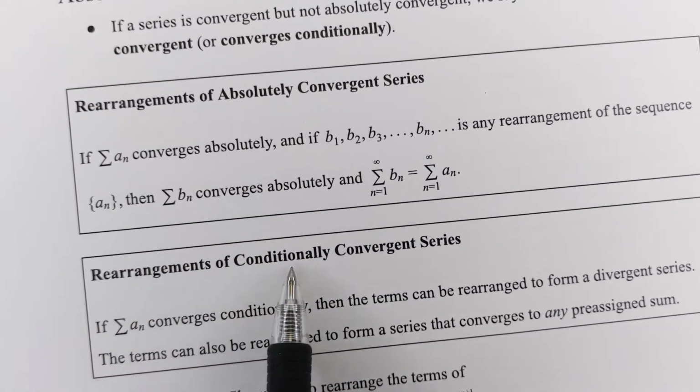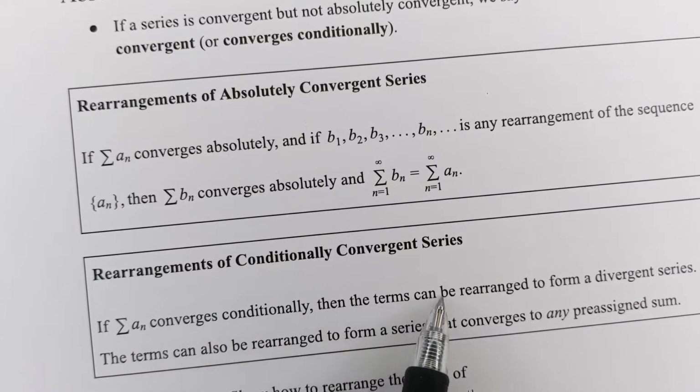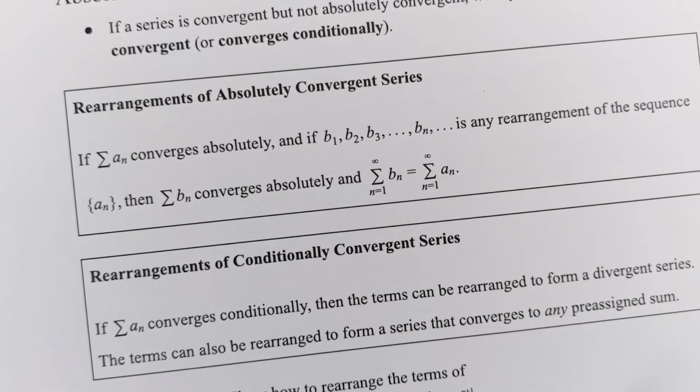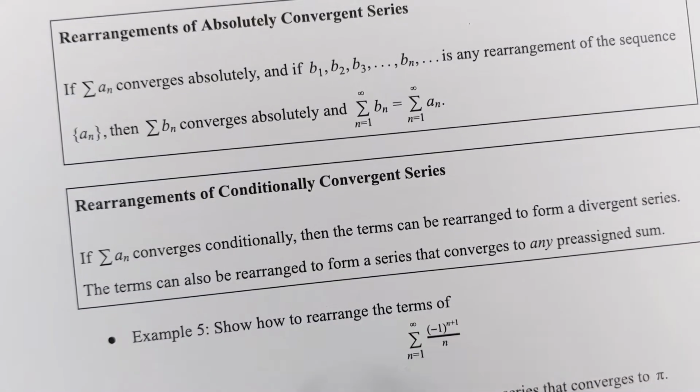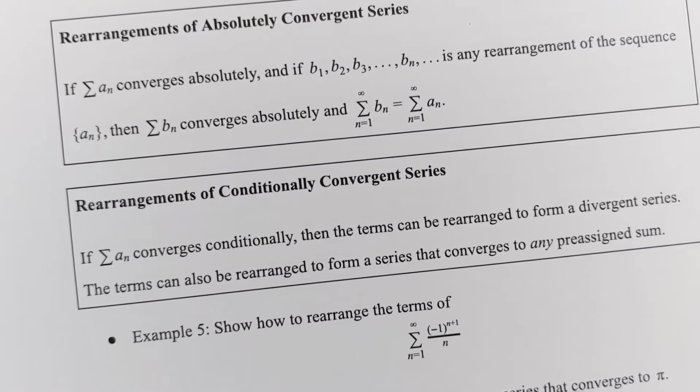Rearrangement of conditionally convergent series. If a_n converges conditionally, then the terms can be rearranged to form a divergent series. The terms can also be rearranged to form a series that converges to any prescribed sum, so we can make anything we want. Okay, show how to rearrange the terms of this to form a divergent series or a series that converges to pi.